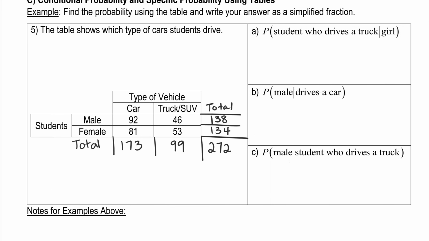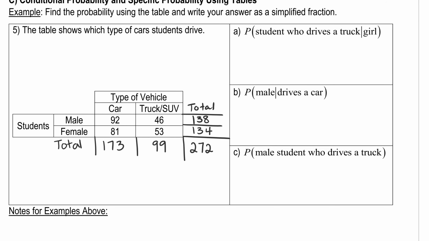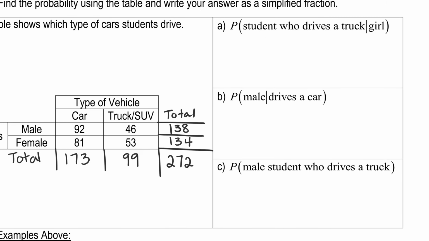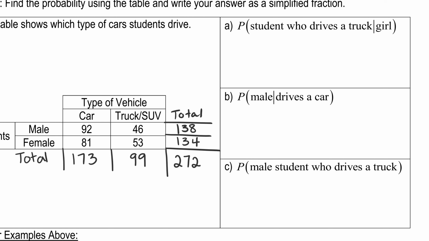Okay, so I have the table, I have the totals. Now, again, I'm doing conditional probability, so I have condition B given condition A. So I got to find the second part first and then find the first part, like we did before. So A is probability of a student who drives a truck given that it's a girl. Okay, so how many girls or how many females do we have total? That's what we want for that. So this should be the total.